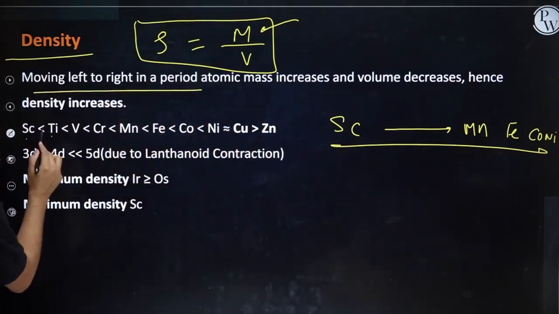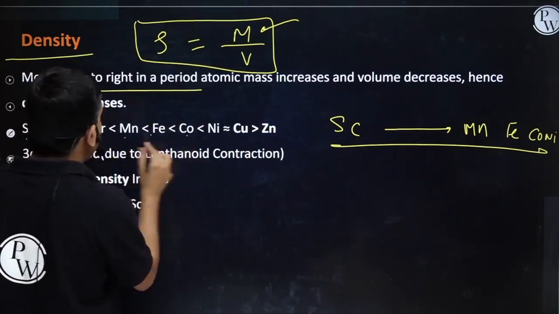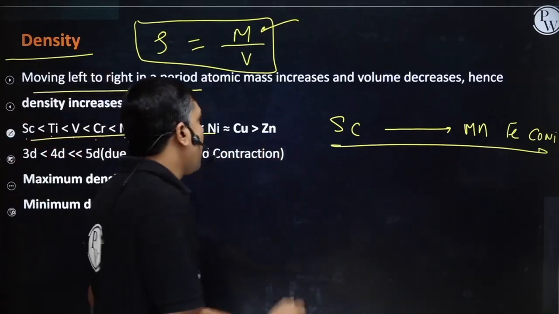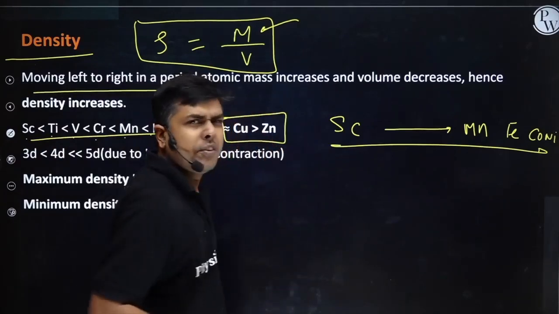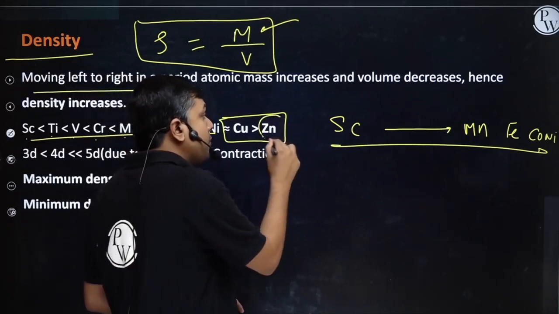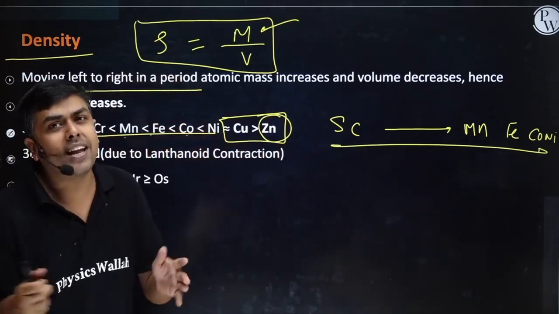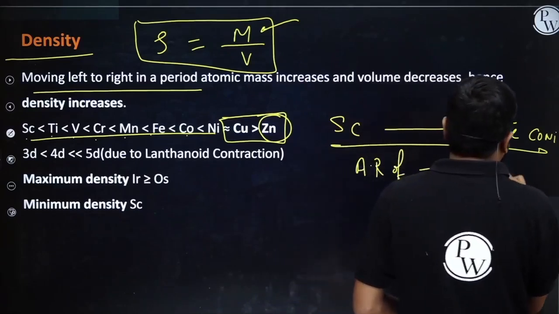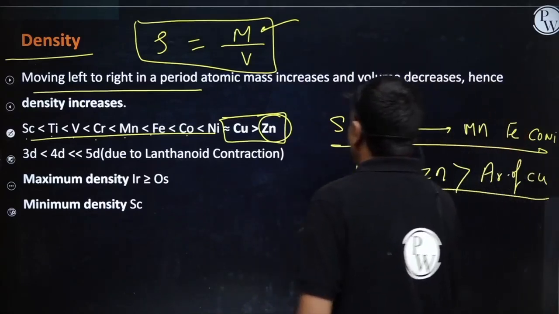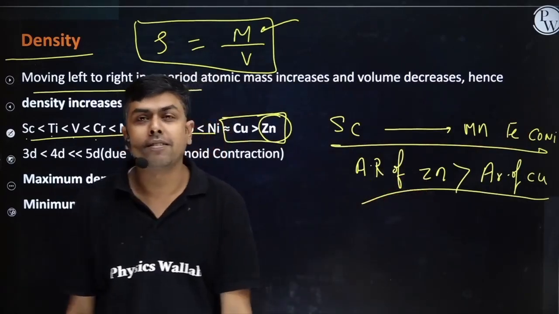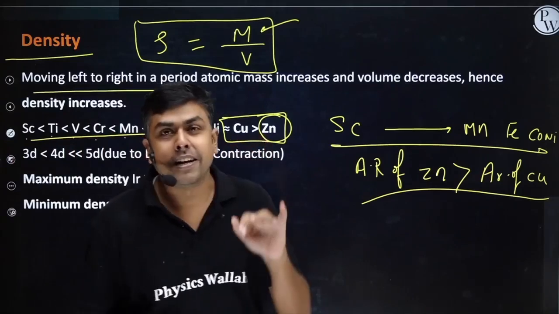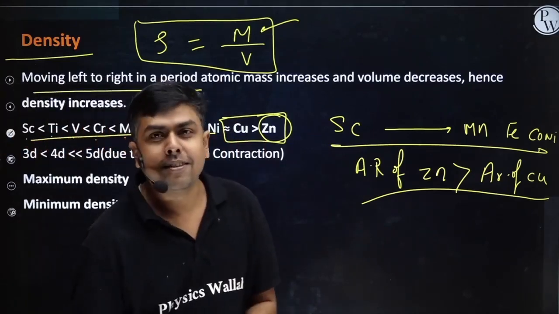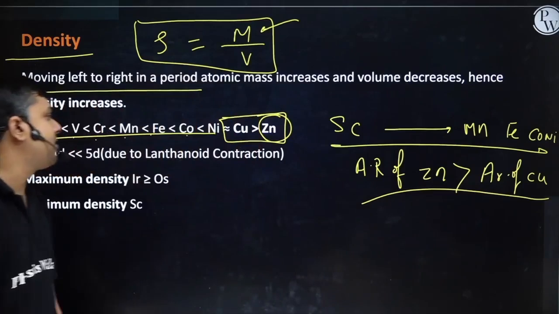So as we move from left to right in a period, density increases. Scandium to titanium, titanium to vanadium, chromium, manganese, iron, cobalt, up to nickel, density is increasing. Now between copper and zinc, no doubt the mass of zinc is much higher, but at the same time atomic radius is also higher. Atomic radius of zinc is greater than that of copper. Student, here the radius factor dominates. If the radius factor dominates, density will decrease. So density of copper is slightly more as compared to the density of zinc. I hope these things are crystal clear.